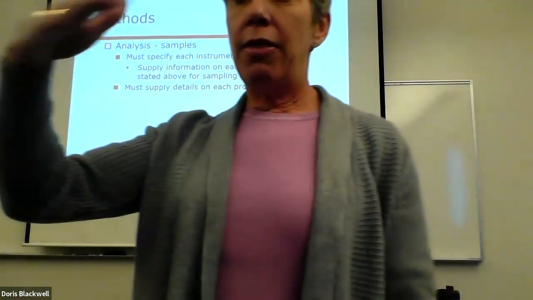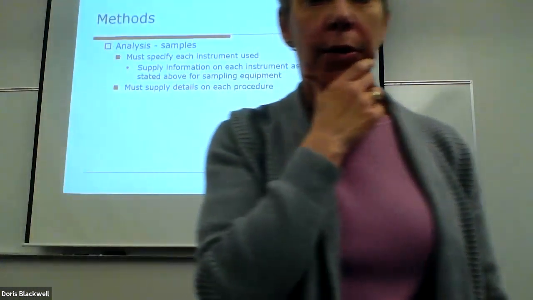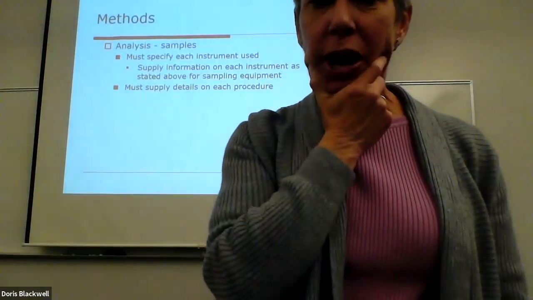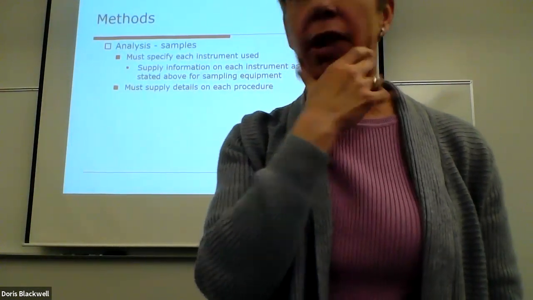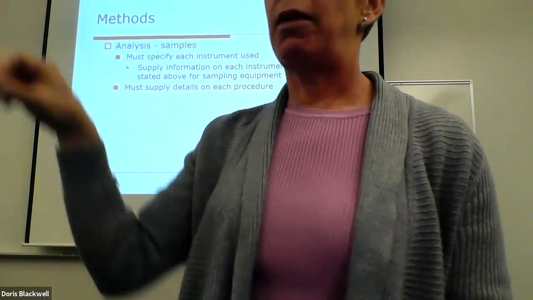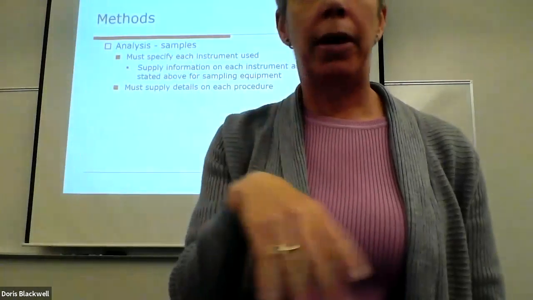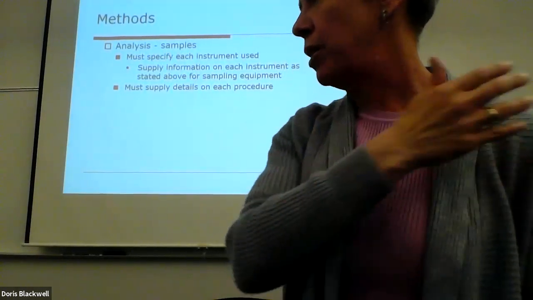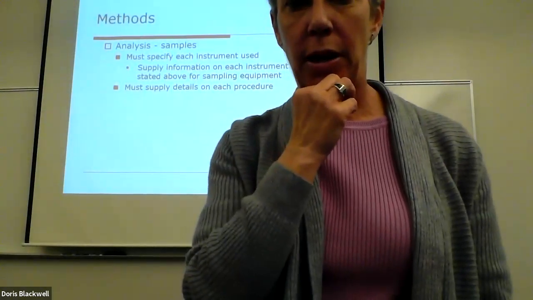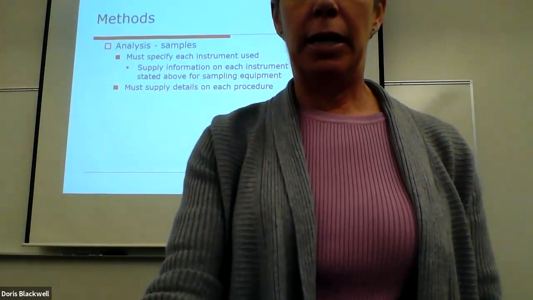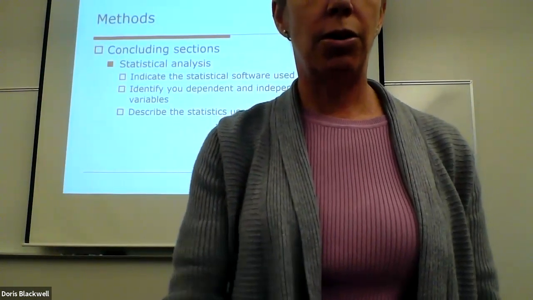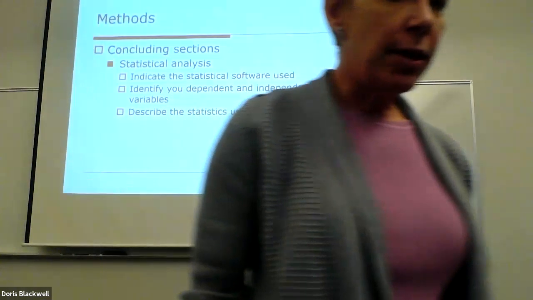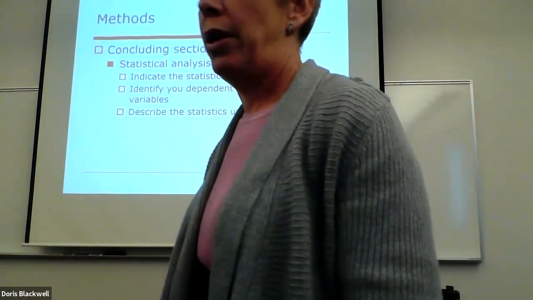So then usually the next logical thing that we talk about is, how did we analyze our samples? So again, if we're getting some cultures from meat and growing them in an incubator and then taking them and putting them under a microscope, how did we do all this processing to be able to analyze our samples? Again, give details about the procedures that you used. And then usually our method section concludes with our statistical analysis.